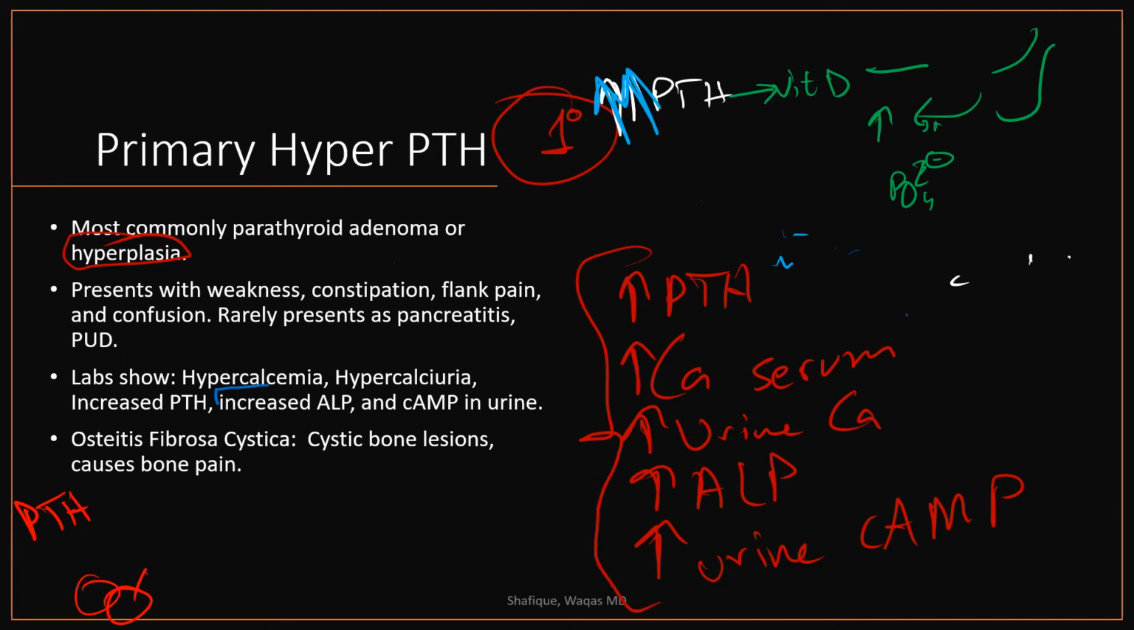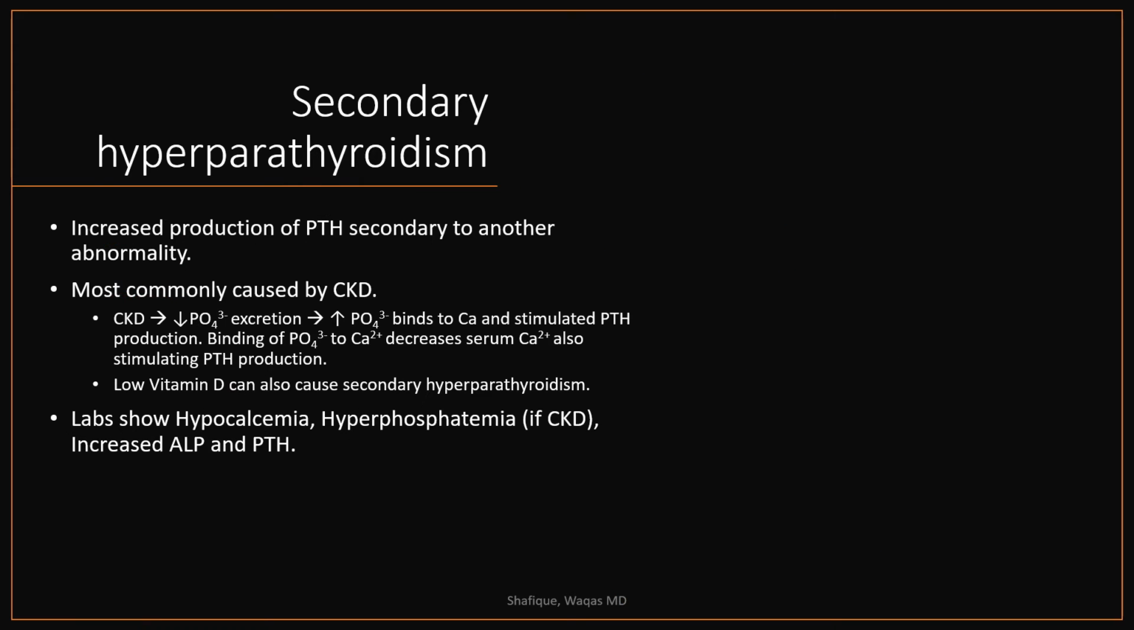Everything is increased, okay? So what is secondary hyperparathyroidism? Well, secondary means that it's due to something. So secondary most commonly is due to chronic kidney disease.